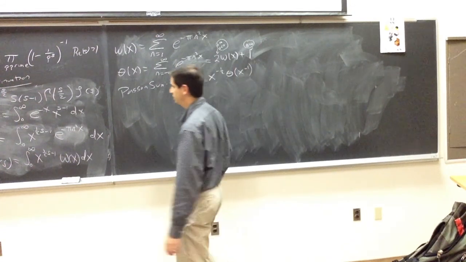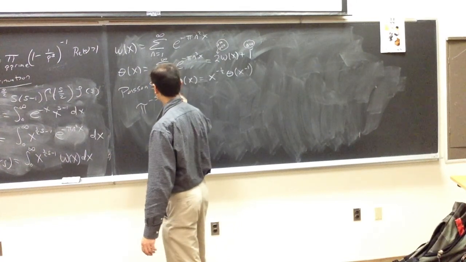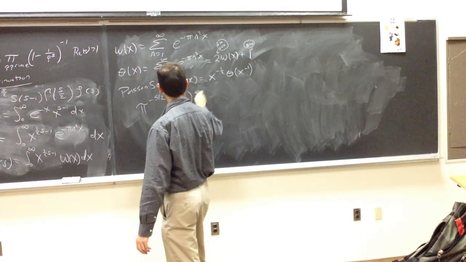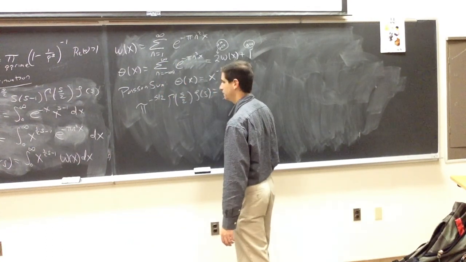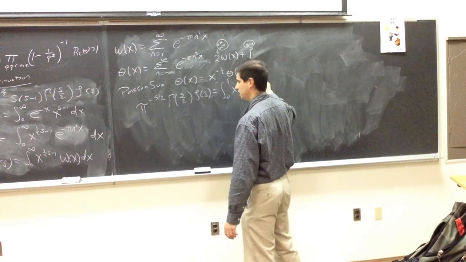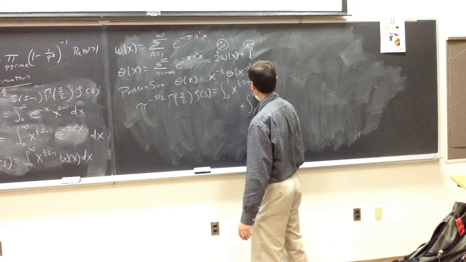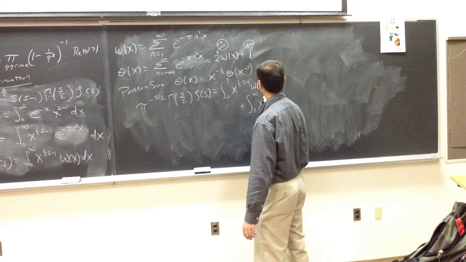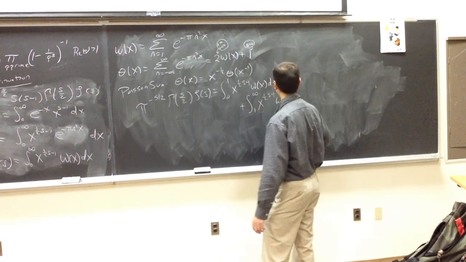So we have pi to the minus s halves, gamma of s halves, zeta of s is equal to the integral from 0 to 1, x to the 1/2 s minus 1 omega of x dx, plus the integral from 1 to infinity of x to the 1/2 s minus 1 omega of x dx.